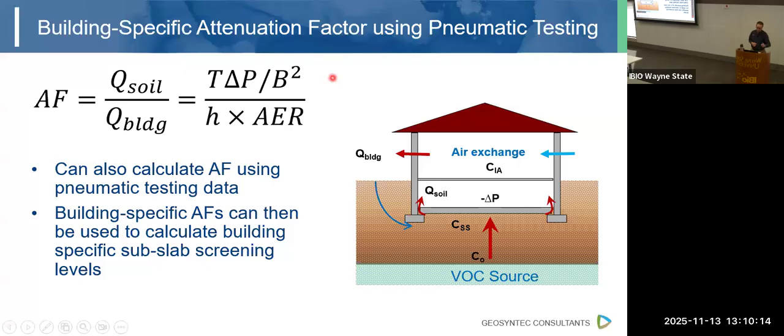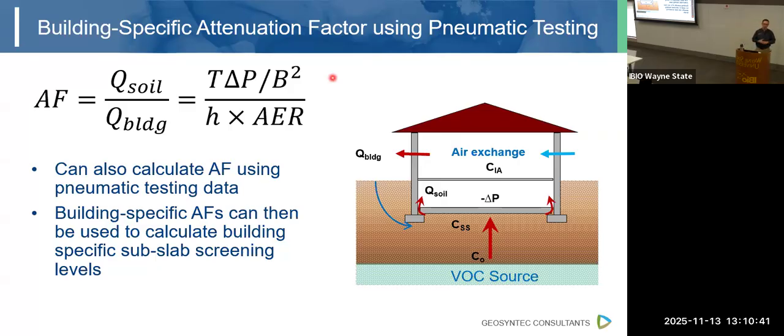But basically, we can use that transmissivity and leakage values, the T and B, from the pneumatic testing, and then three other variables. So one is the differential pressure across the floor slab, which we can measure, the height of the building, which we can measure, and the air exchange rate. So how quickly is that air volume within that building being replaced from fresh outdoor air. That's something that's a little trickier to measure.